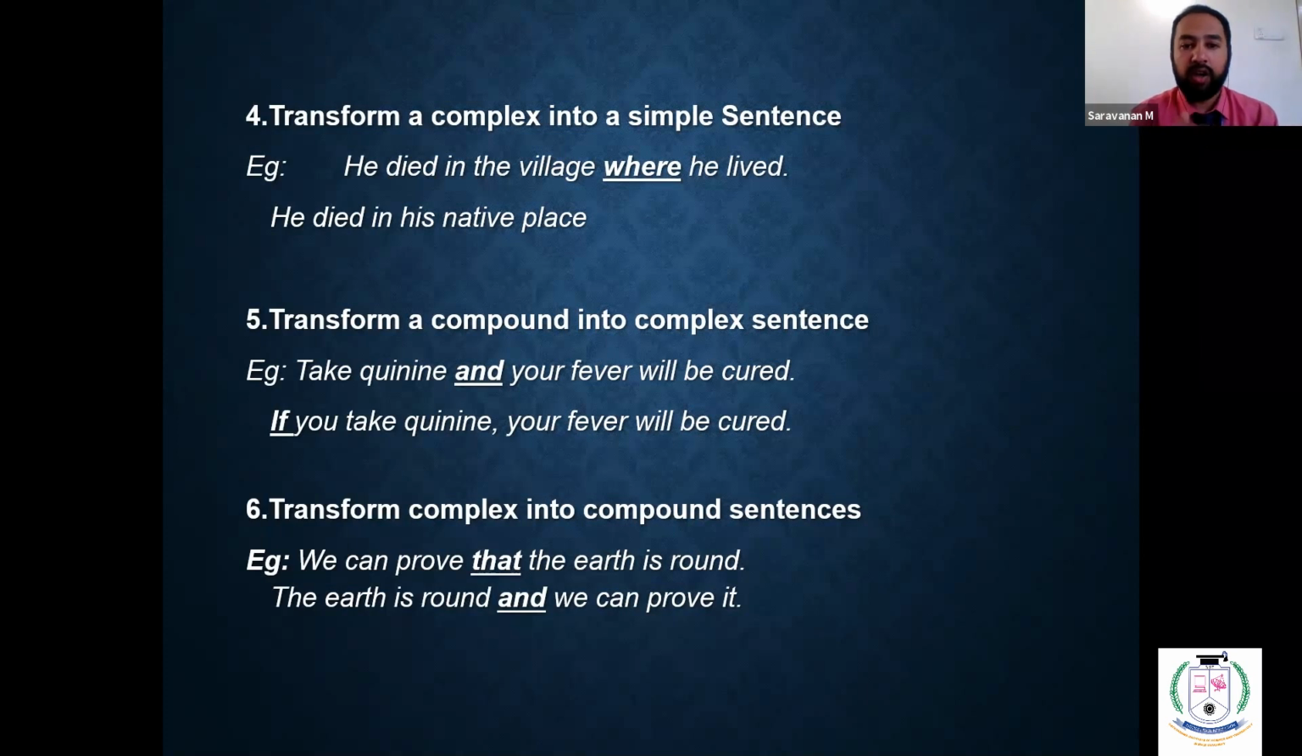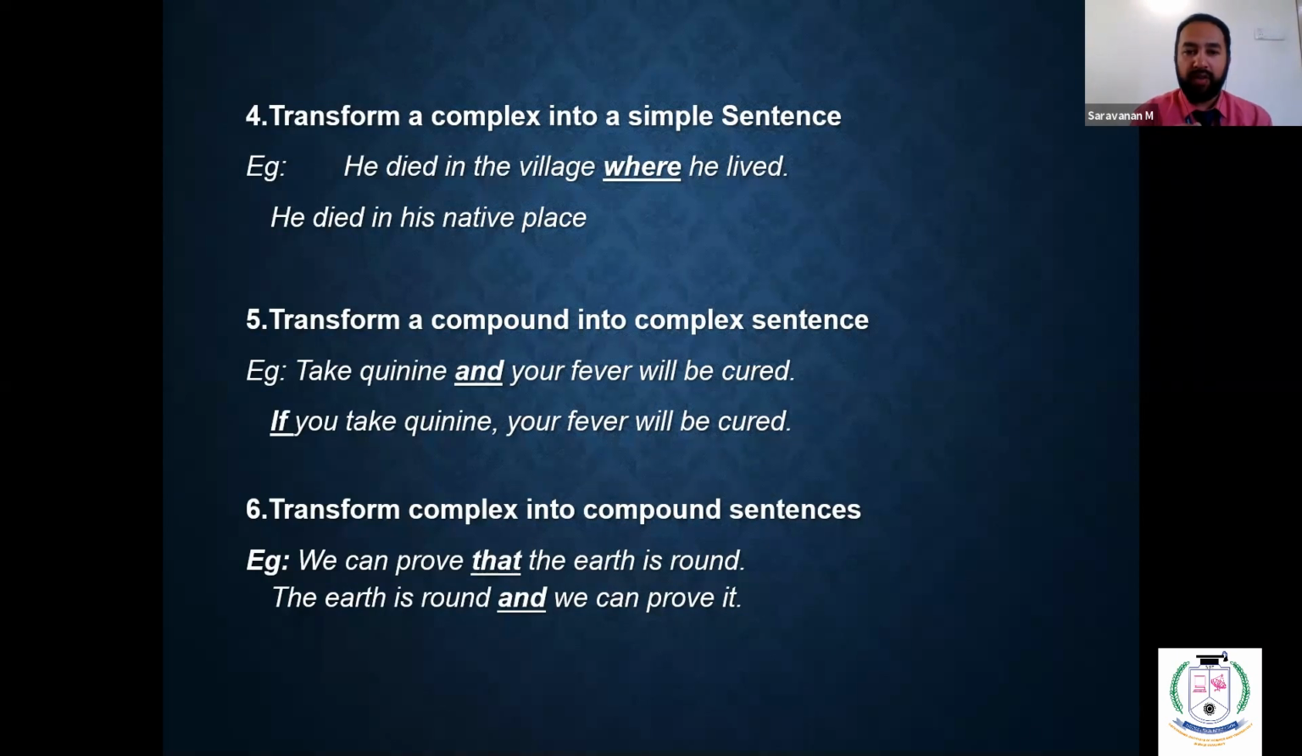Transform a compound into complex. Till now we saw simple to compound, compound to simple, and complex to simple. Now it is transformation of a sentence from compound to complex. Here: take quinine and your fever will be cured. Take quinine, that is a separate main clause. Your fever will be cured, that is another separate main clause. Both are joined together using the coordinating conjunction and.